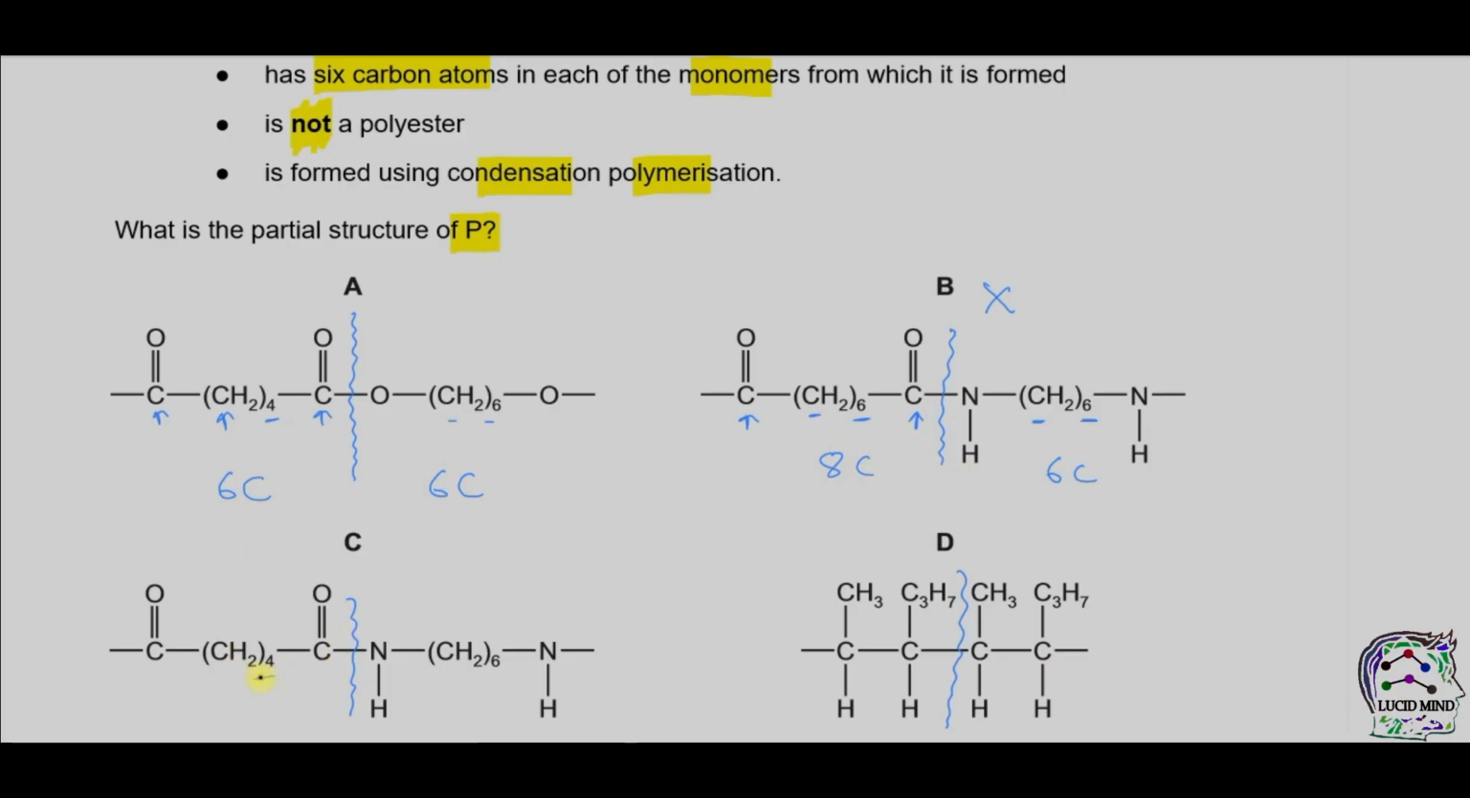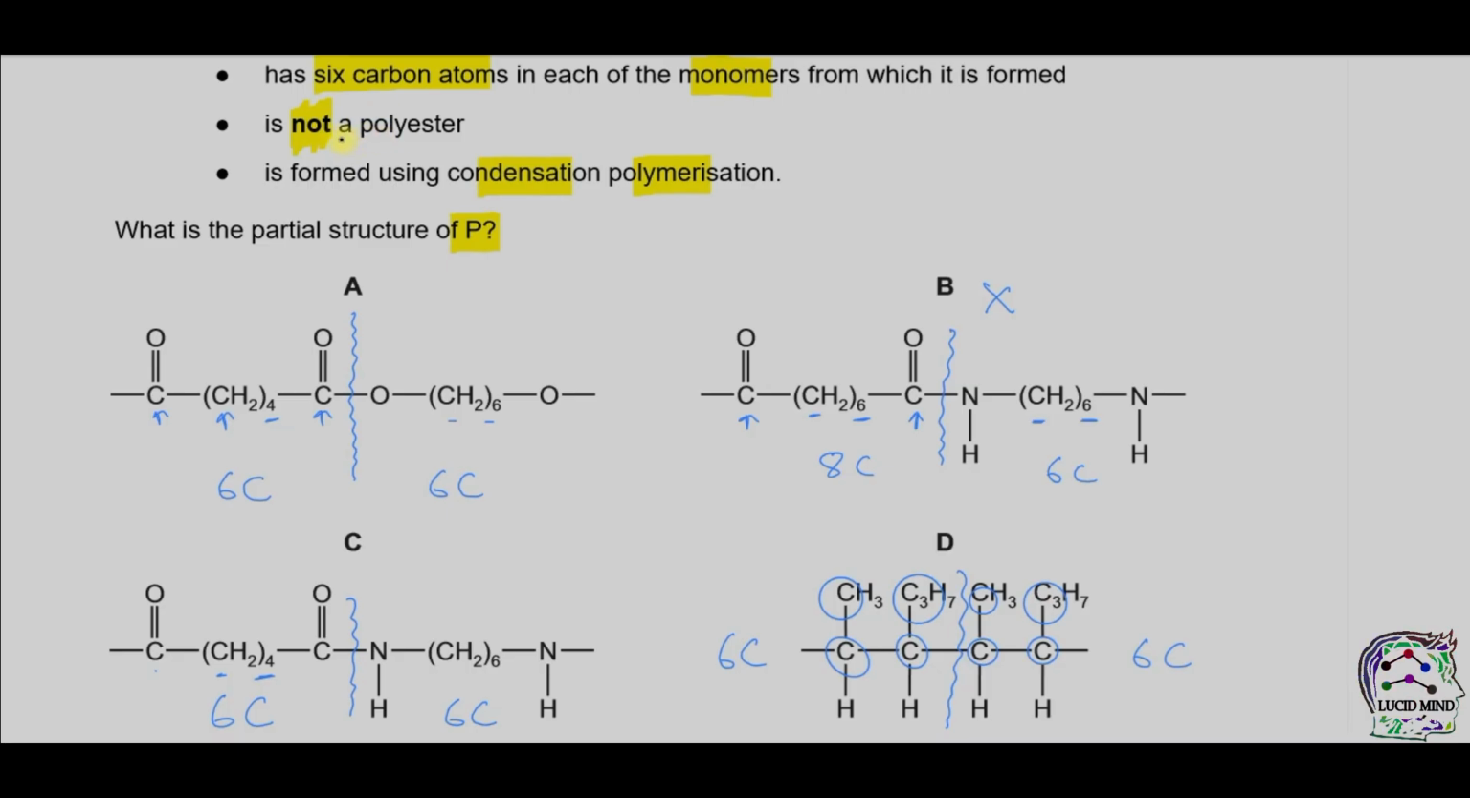In part C, again we can see we have 4 in the center, 2 on the side, so it is a 6 carbon monomer. On this side again we have a 6 carbon monomer. So according to the first point it could either be A or C. In part D we have 3, then 4, 5 and 6. 6 on one side and 1, 2, 3 and 3, 6 on the other side.